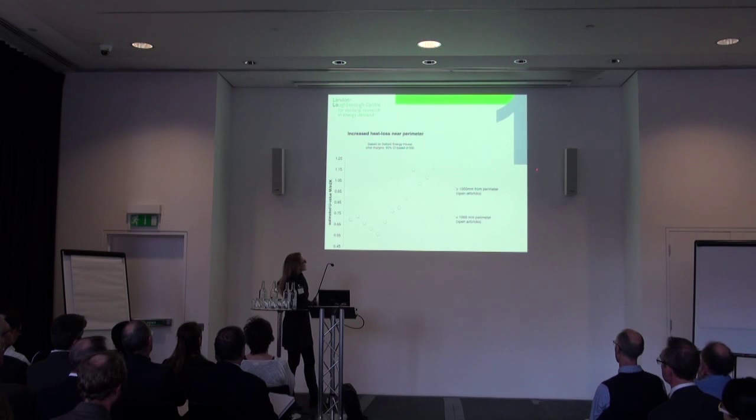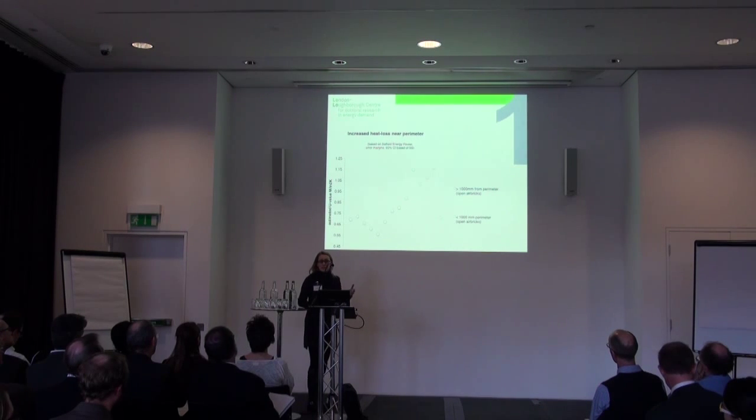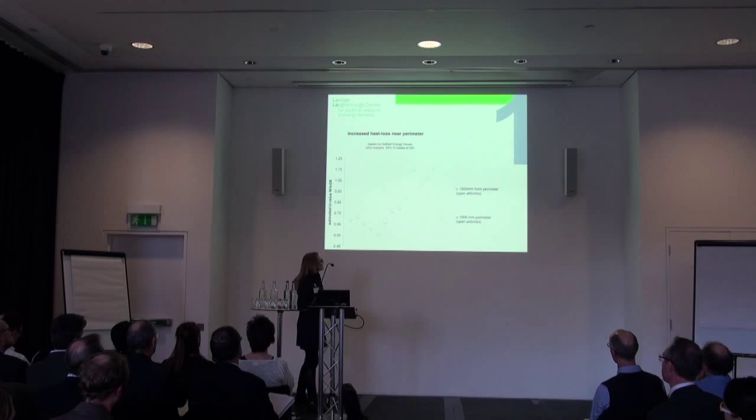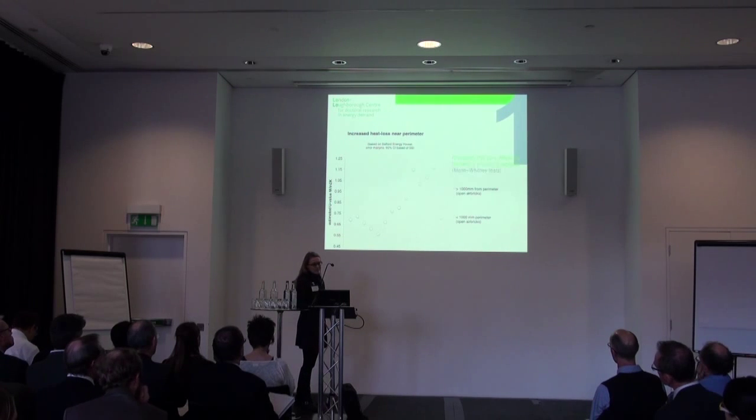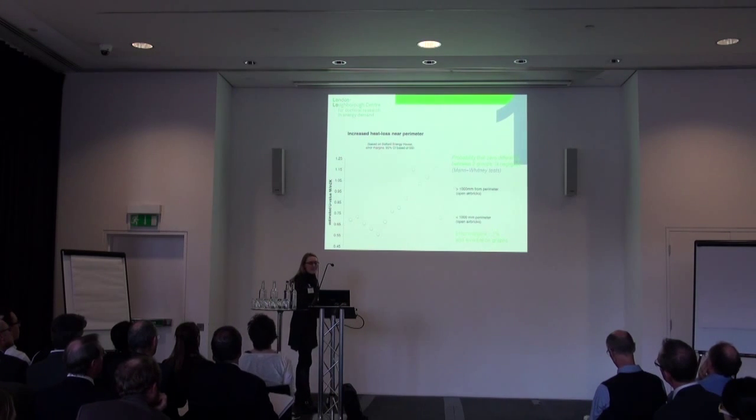Here is a different graph showing the same issues. These are the points taken within a meter of the perimeter wall, the external wall, and this is the rest of the floor. This shows that on average, the heat loss near the perimeter is greater than the core of the floor. It's also statistically significant.